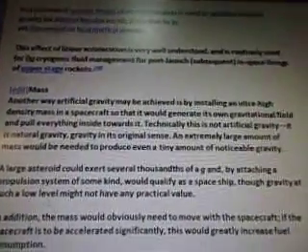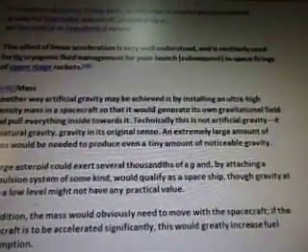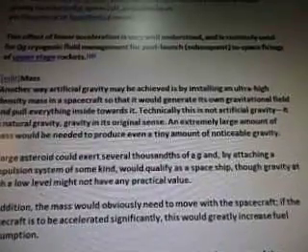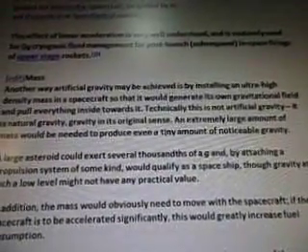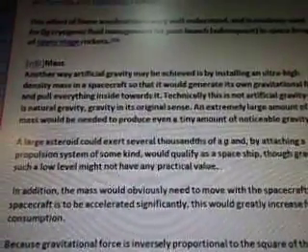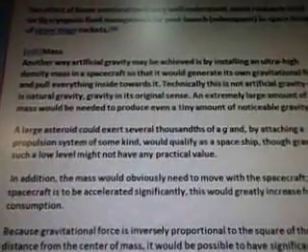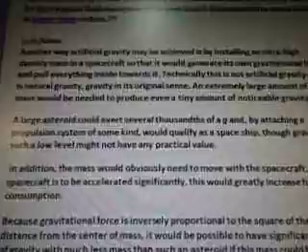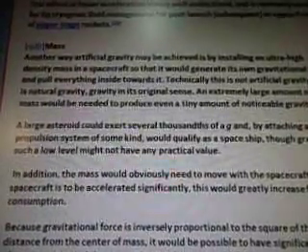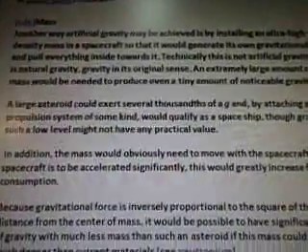Mass is another way artificial gravity may be achieved, by installing an ultra-high density mass in a spacecraft so that it would generate its own gravitational field and pull everything inside towards it. Technically, this is not artificial gravity, it is natural gravity, gravity in its original sense. An extremely large amount of mass would be needed to produce even a tiny amount of noticeable gravity.